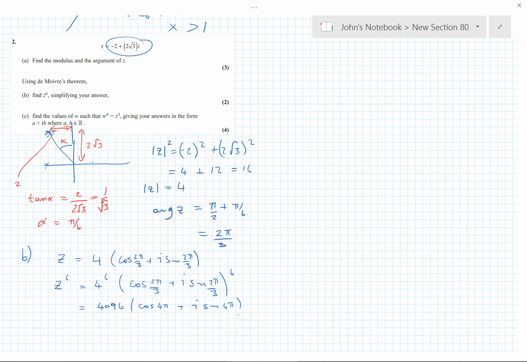And sine 4 pi is equal to 0. So z to the power 6 is equal to 4096. Okay, now we're on to part C.